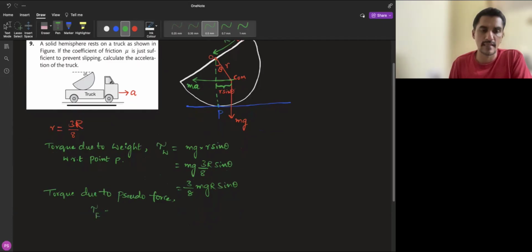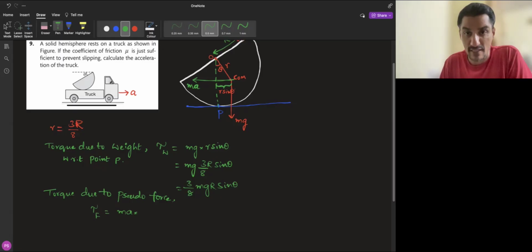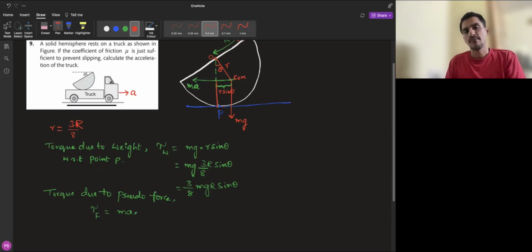Consider it as tau F. We can write ma into, now it is important to write the perpendicular distance here. We need to take care, because from point P we need to take the perpendicular distance. From point P, let me draw it clearly. This is the perpendicular distance from point P. Am I right or not? The line of force is ma in this direction towards left, and from point P, what is the perpendicular distance? So how to find that value?